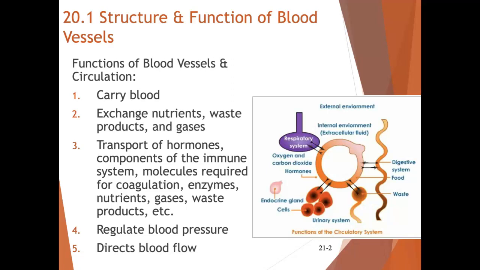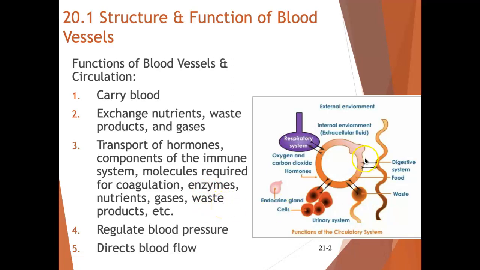Their job is to carry our blood, and in carrying that blood, we are exchanging nutrients and waste products and our gases, of course, such as oxygen and carbon dioxide. We can also carry our hormones to deliver them to our endocrine glands, and we have some components of our immune system, molecules for coagulation like our clotting factors and platelets. We've got our enzymes, and of course we've talked about our nutrients, gases, and waste products.